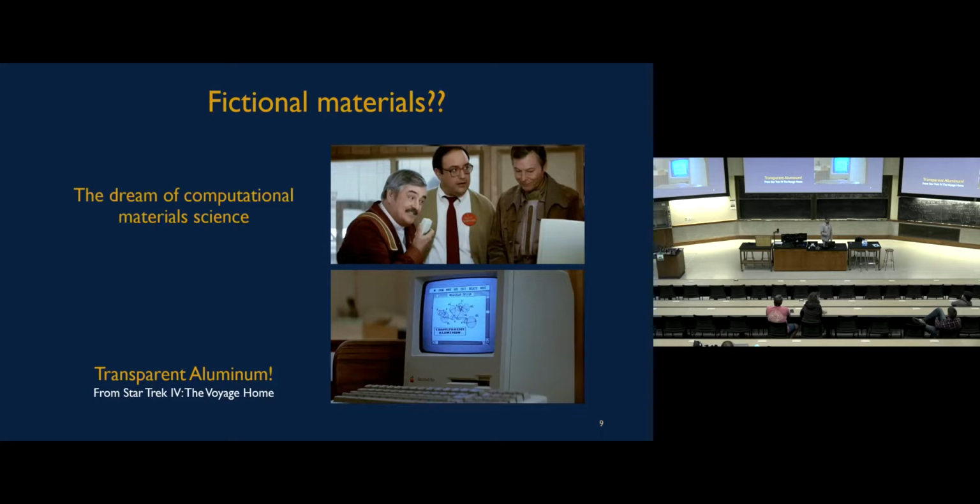And this is the dream of material science, computational material science. No, not the transparent aluminum, but the ability to just use a computer to come up with a material that has the properties that you desire. And this is where physicists come in. And physicists have a slightly different approach towards material science than whatever I've talked about so far.